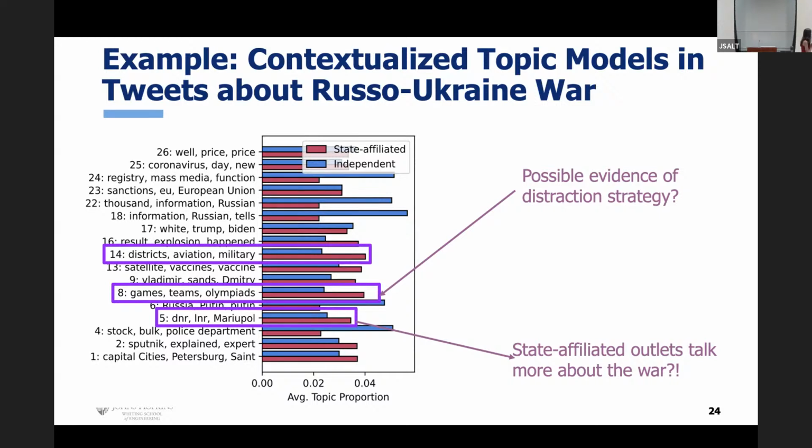What does the title mean? Yeah, these are the three most probable words under each topic.